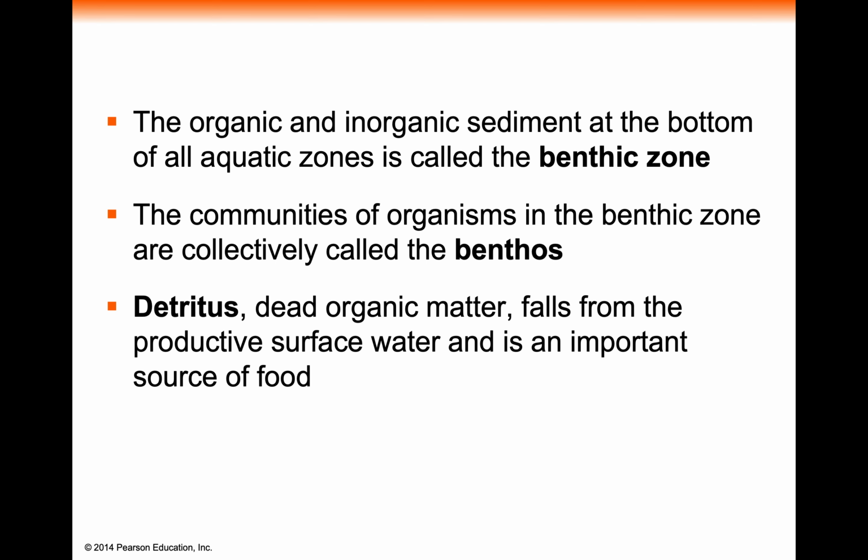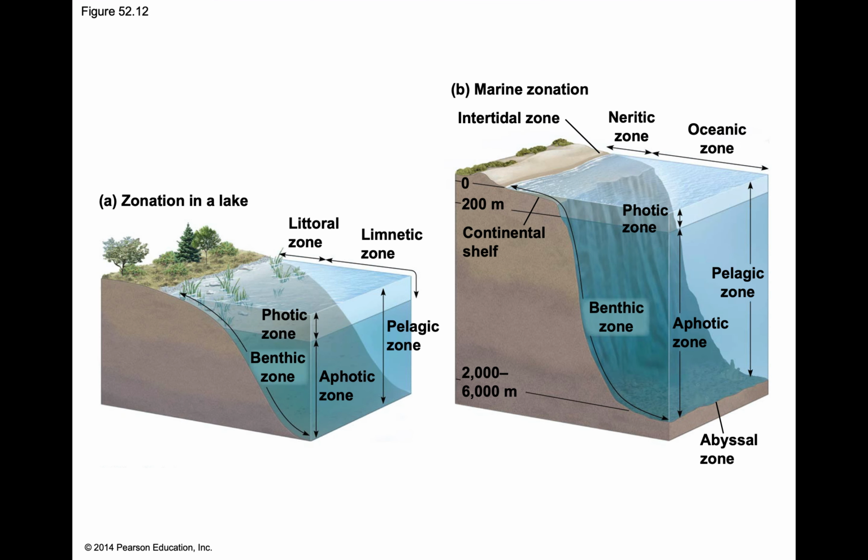The organic and inorganic sediment at the bottom of all the zones is known as the benthic zone. Benthos is anything that just kind of falls and is kind of rotting on the floor of the ocean, the floor of the forest, whatever it is. That's what benthos is. The communities of organisms in the benthic zone are collectively called benthos. Detritus are dead organic matter, falls from the productive surface of the water, an important source of food. And again, we also call it detritus on the forest floor when we talk about leaf litter and such.